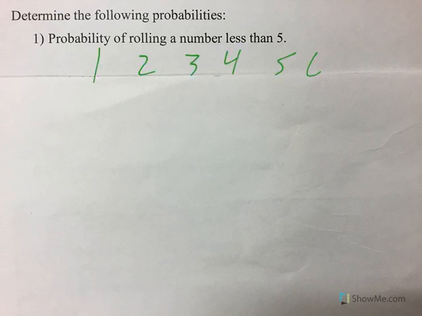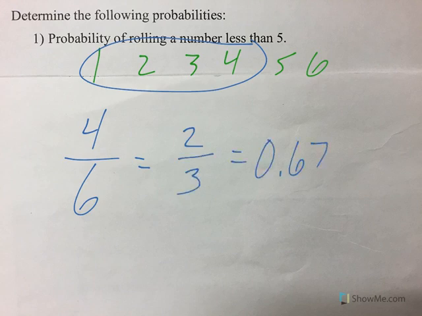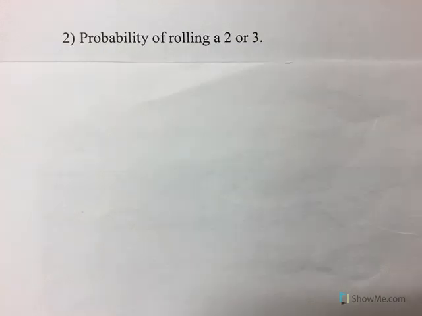So what about rolling a number less than 5? Well, again, we have options 1 through 6, so total options are 6. How many numbers are less than 5? Well, 4 of them. So I reduce to 2/3, and change that to a decimal or a percent.